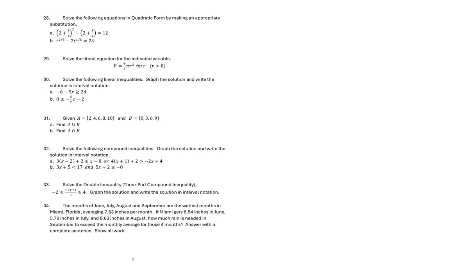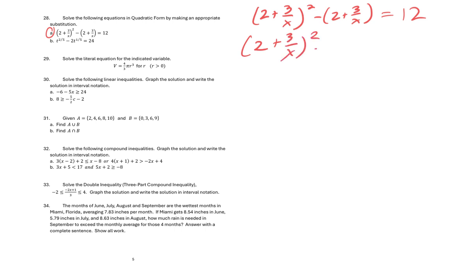All right, now looking at the College Algebra Exam 1, Part 3, we're going to start with number 28, Part A. Part A wants us to solve the following equation in quadratic form by making an appropriate substitution. Originally we have (2 + 3/x)² − (2 + 3/x) = 12. First off, I'm going to move this 12 over so we can get it in a more quadratic form that we're used to seeing: (2 + 3/x)² − (2 + 3/x) − 12 = 0.